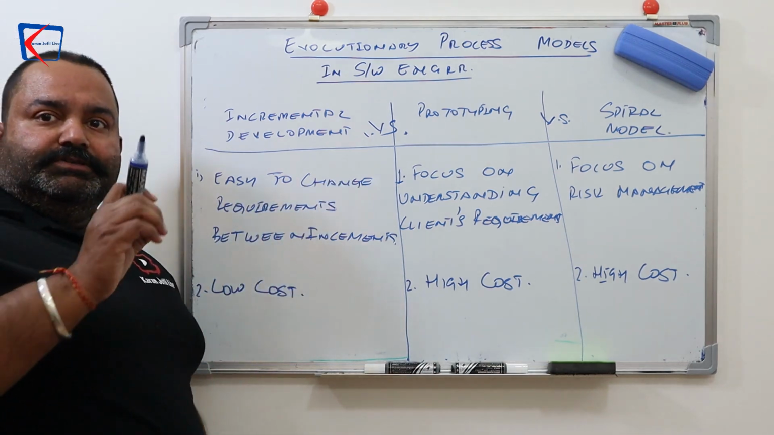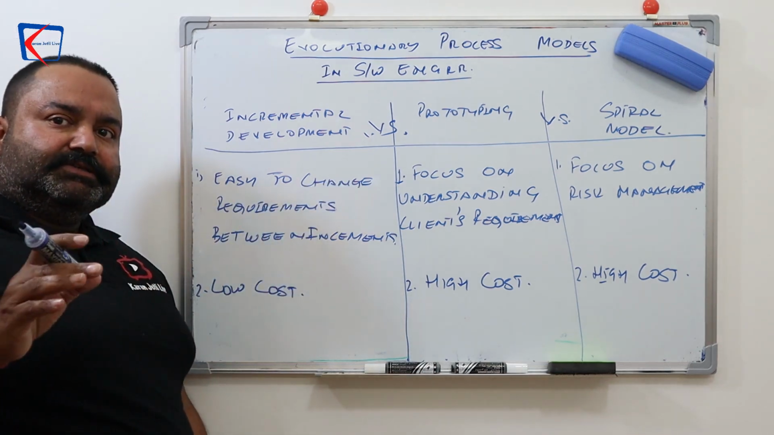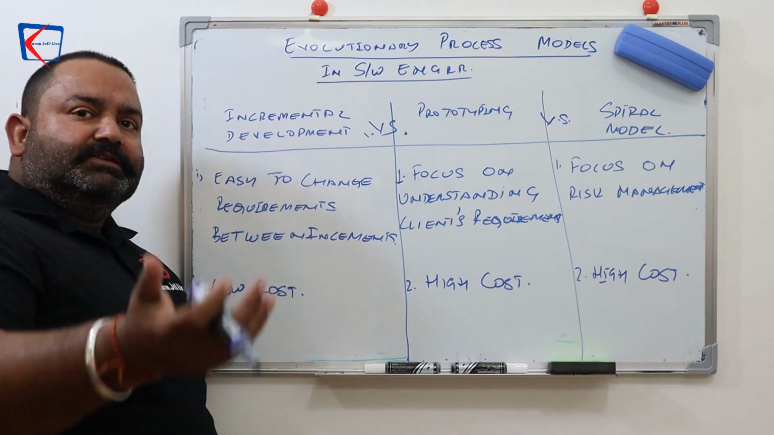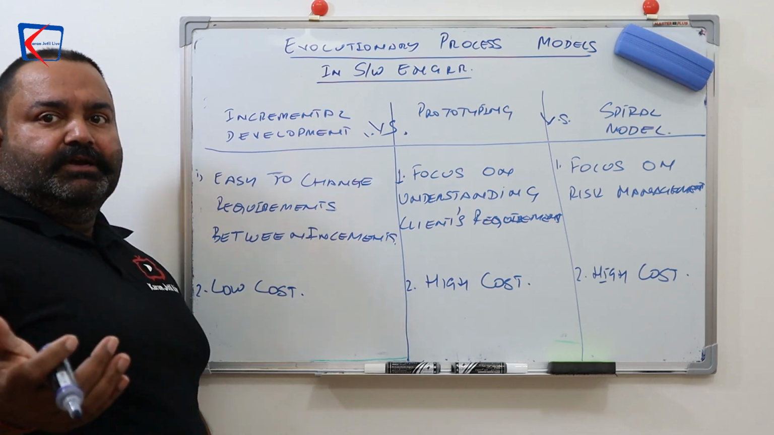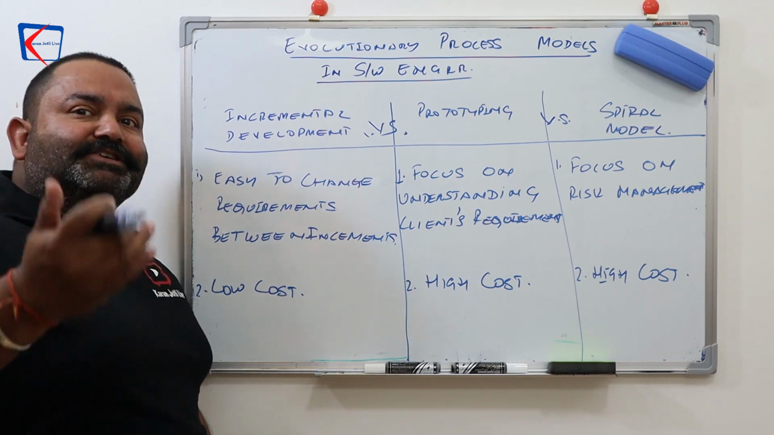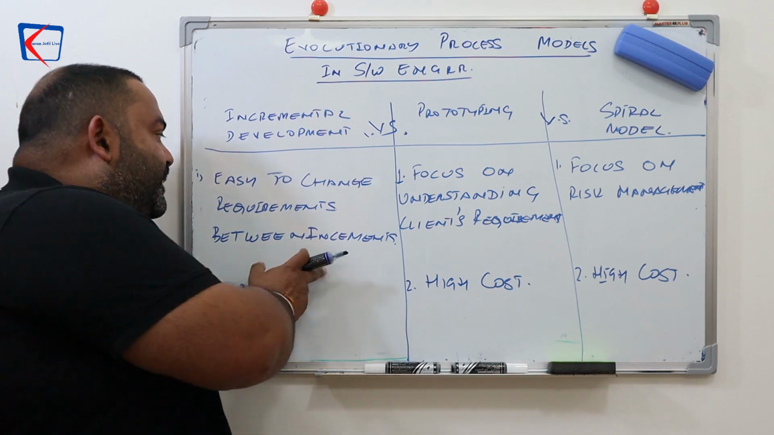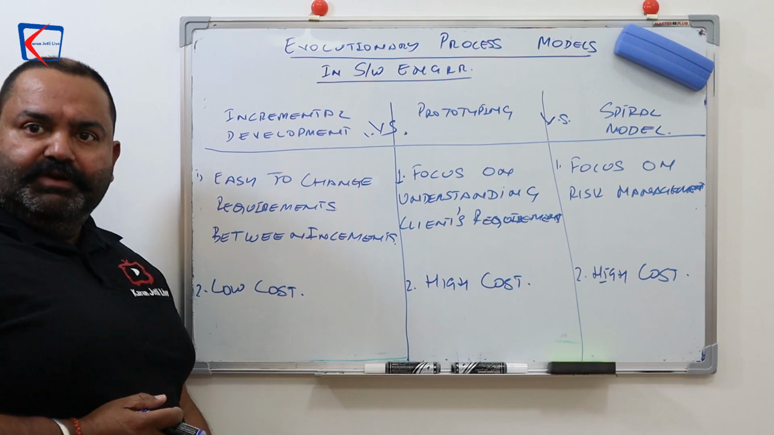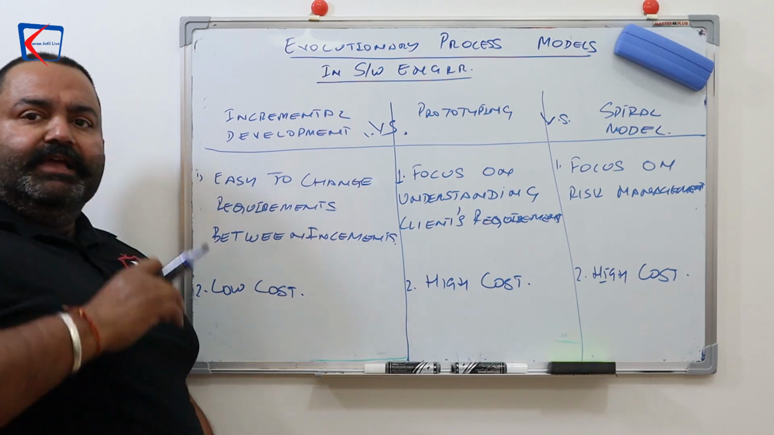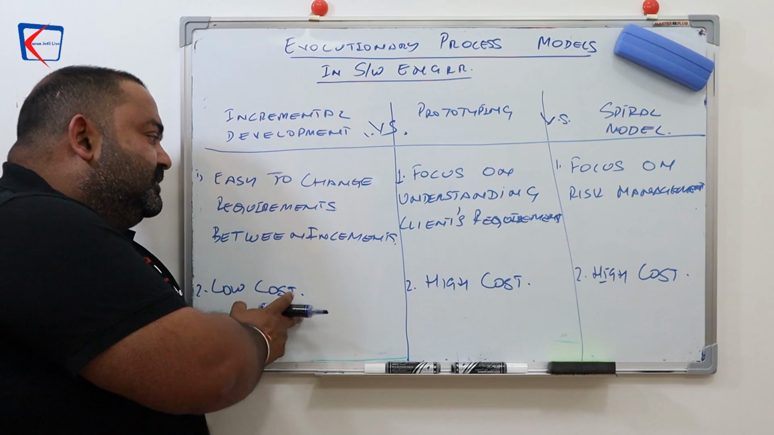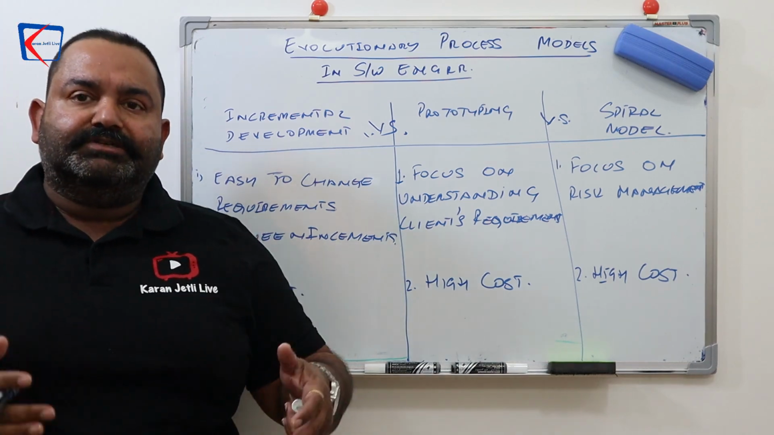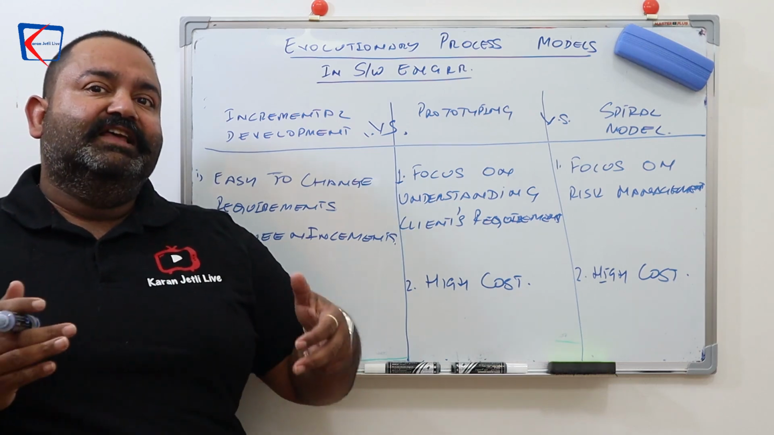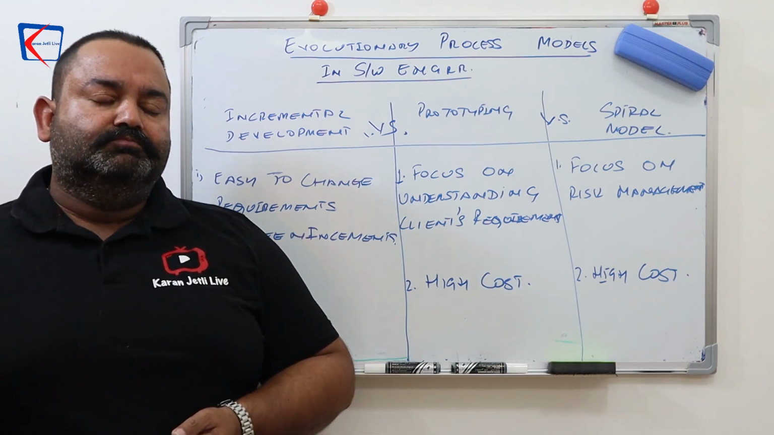So here the focus is not to complete the system, just to go with the basic requirements, then go with another set of requirements. And before you start, in case you want to make any changes to those requirements, you can change the requirements between each increment. And since we do not make the full system in one go, it is more cost effective, so it costs less as compared to other models.